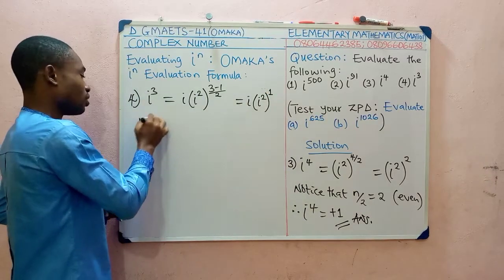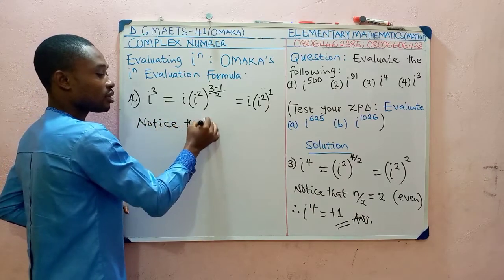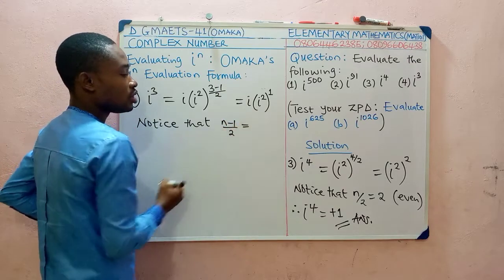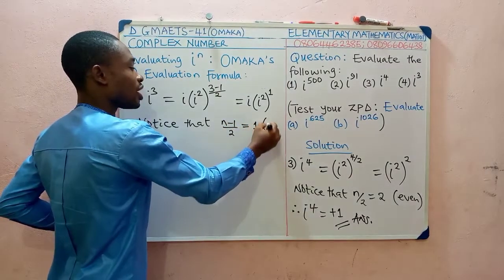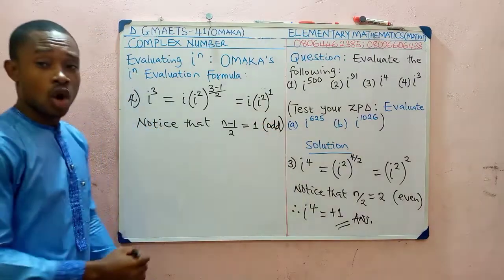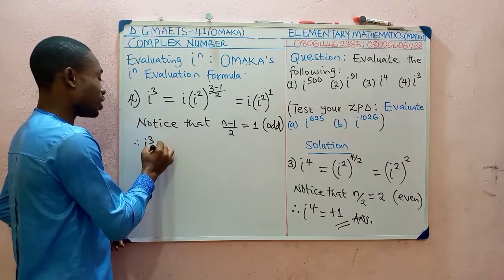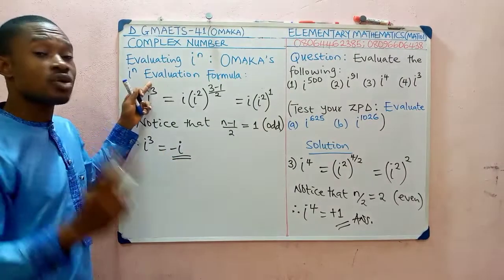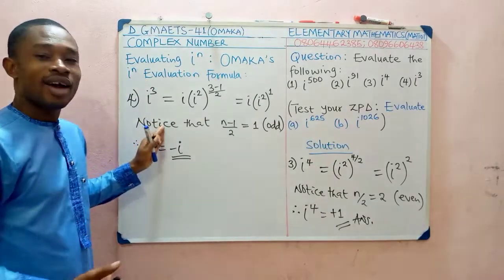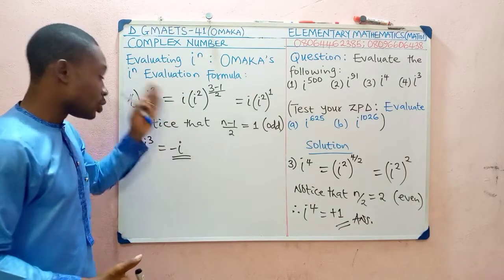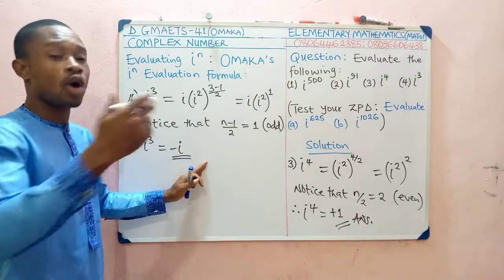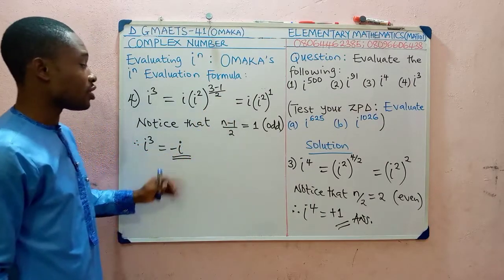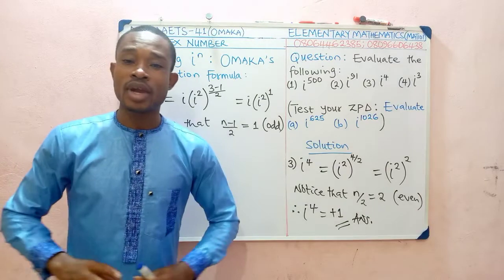Now notice that the power n minus 1 all over 2 is equal to what? 1. And 1 is an odd number. I hope you know that, right? 1 is an odd number. Therefore, i raised to power 3 is equal to minus i. You recall, n here is already an odd number, so our i raised to power n, which is raised to power 3, will definitely be i. So whether it is plus i or minus i depends on this part. This part gives us odd, so it is minus what? i. This is how simple we handle this problem.